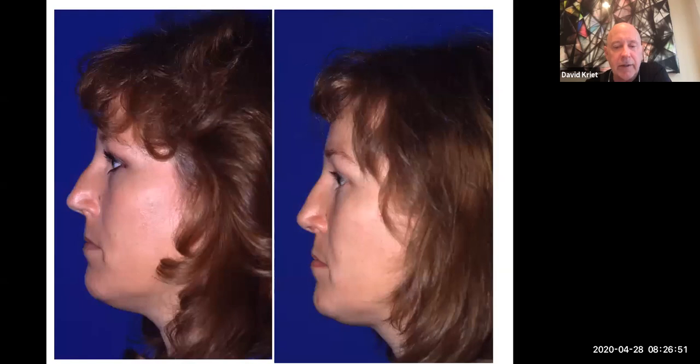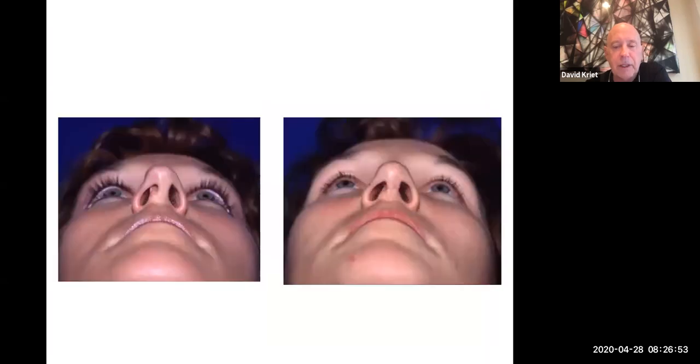And then here she is postoperatively with a straighter configuration. Not a whole lot of change in the dorsum. Still a little bit of a deviation maybe to the right, but she was notably improved with her breathing.